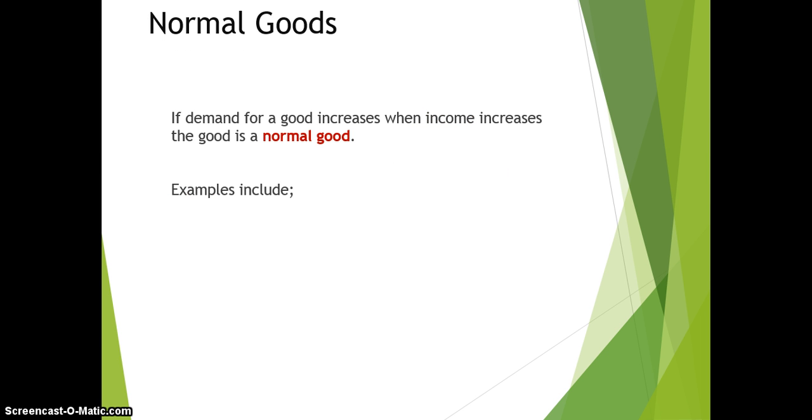Well, normal goods. If you do the YED calculation, and the answer is a positive number, so if it's +2, so if demand for a good increases when your income increases, so if you want to buy more of something the richer you get, we call that a normal good. Now, most products are normal goods. We will buy more of things the richer we get. That's normal. That's how often things work. I'll give you some examples of normal goods.